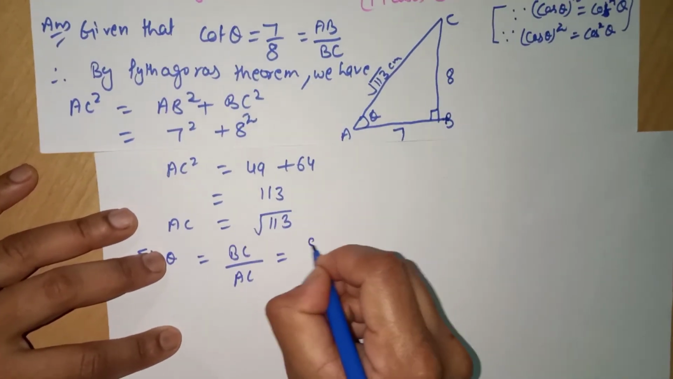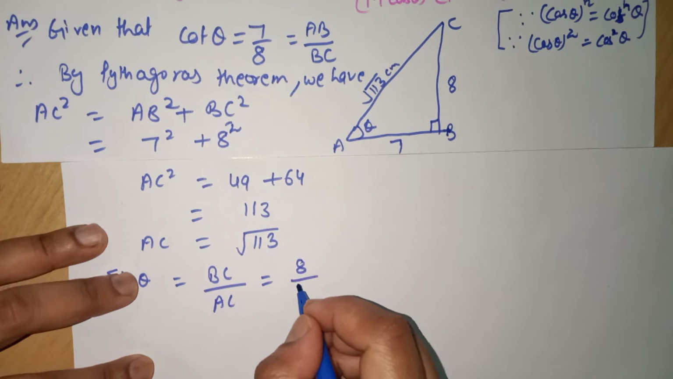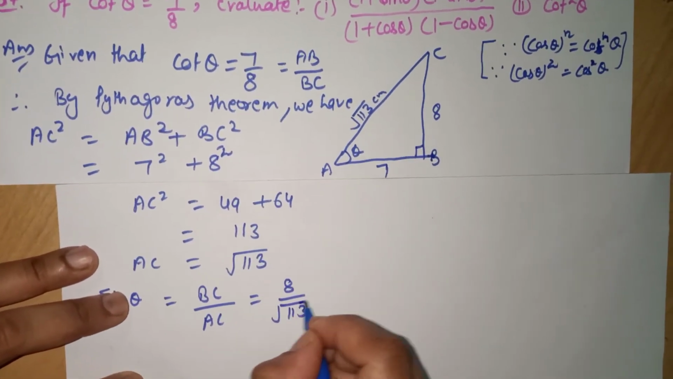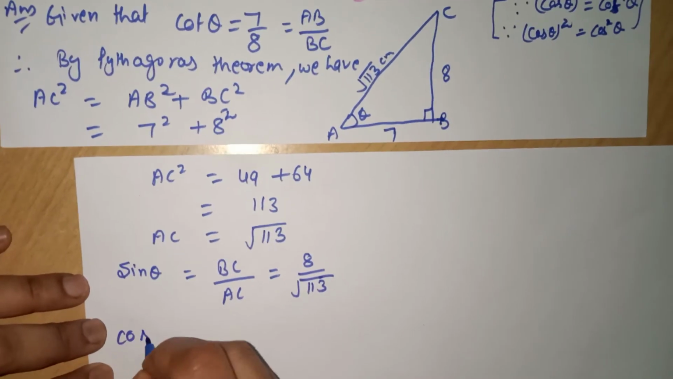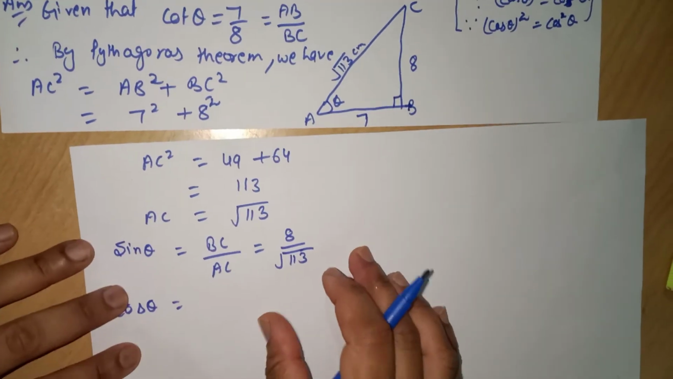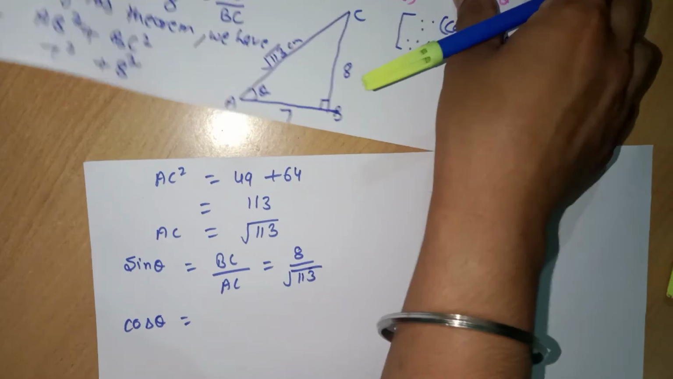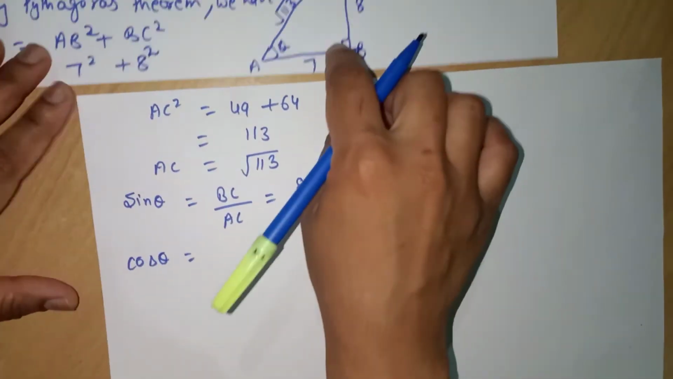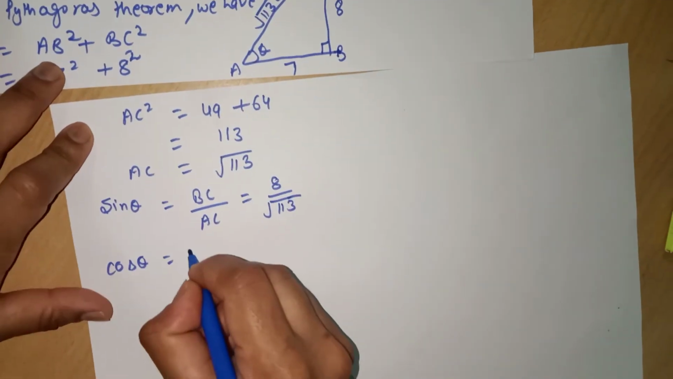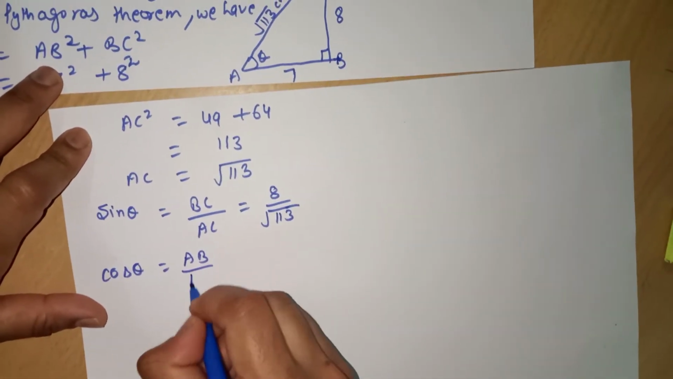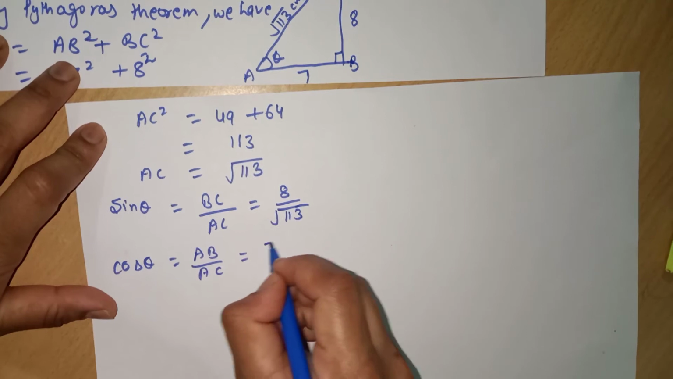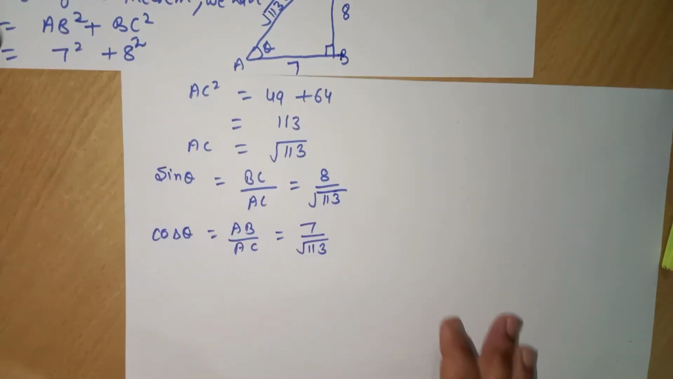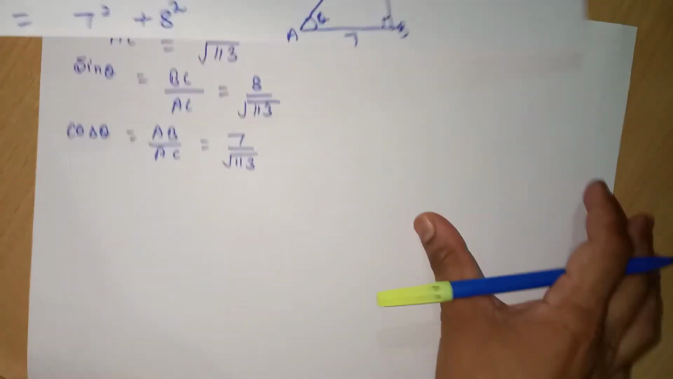So its value is equal to 8 upon square root of 113. And the value of cos theta is equal to base upon hypotenuse. Here our base is AB and hypotenuse is AC. So AB is equal to 7 and AC is equal to root 113. Now let's solve the first part.